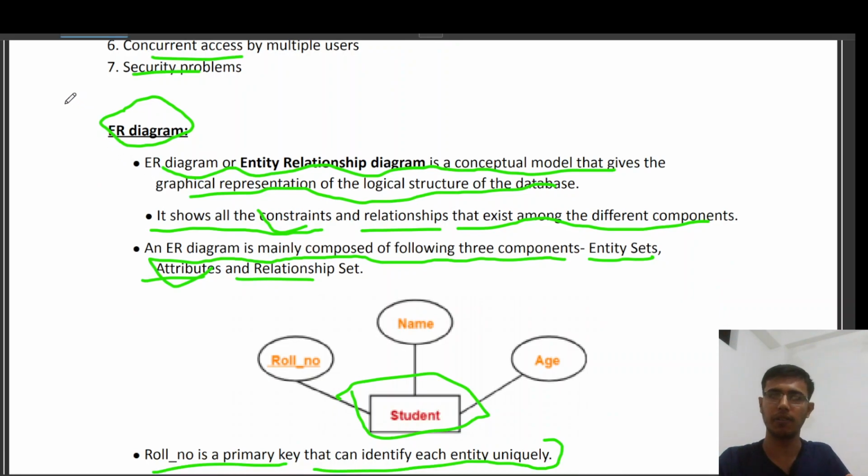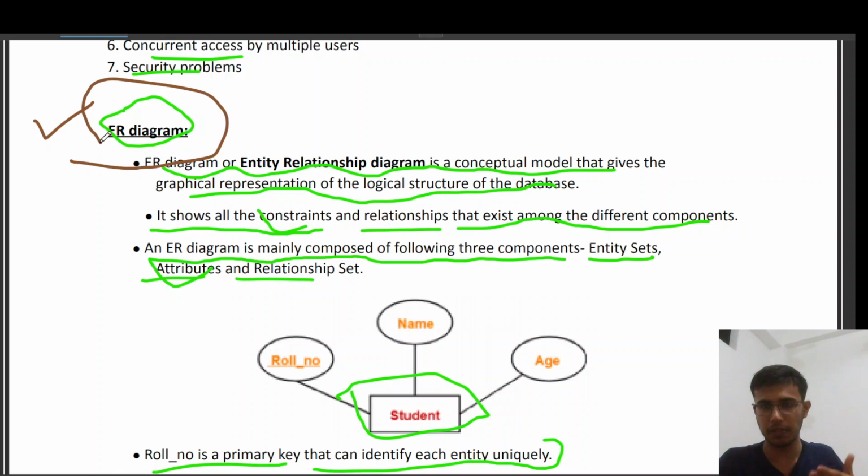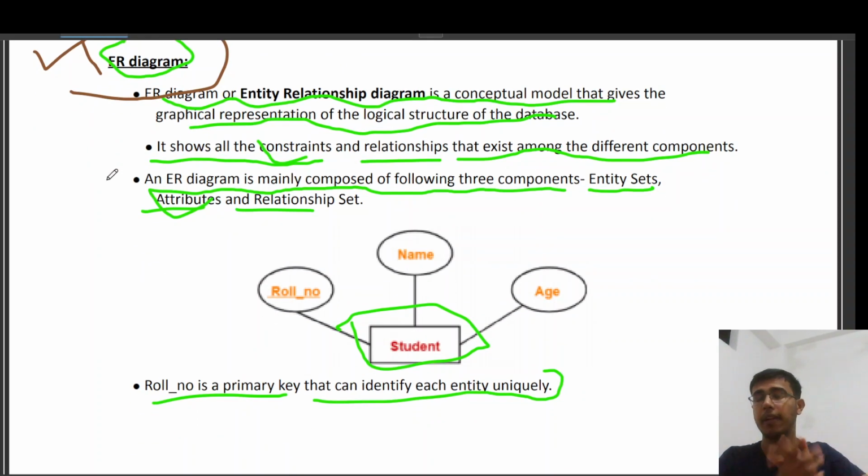After that, we are going to study the ER diagram. ER diagram stands for entity relationship diagram, right? Let me tell you what an entity is. An entity is basically a real-world object.